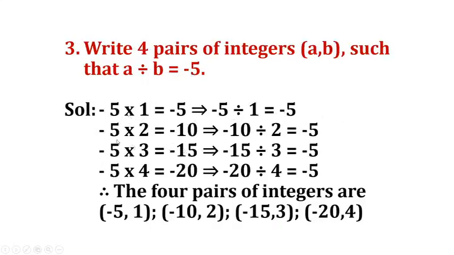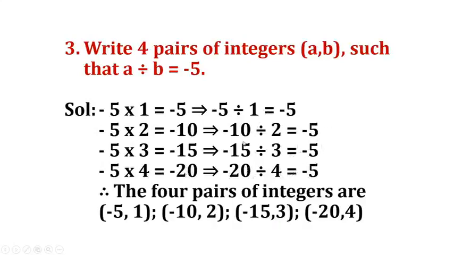Next, second example I am taking minus 5 into 2 is equal to minus 10. If you divide minus 10 by 2, you will get again minus 5. 2 5s are 10. If I am taking the third multiple of 5, which is minus 5 into 3 is equal to minus 15. From this, if you divide minus 15 by 3, you will again get minus 5. So this is the third example. As a fourth example, I am taking the fourth multiple of 5, which is minus 5 into 4 is equal to minus 20. If you divide minus 20 by 4, you will get again minus 5. So a divided by b is equal to minus 5 is satisfying.